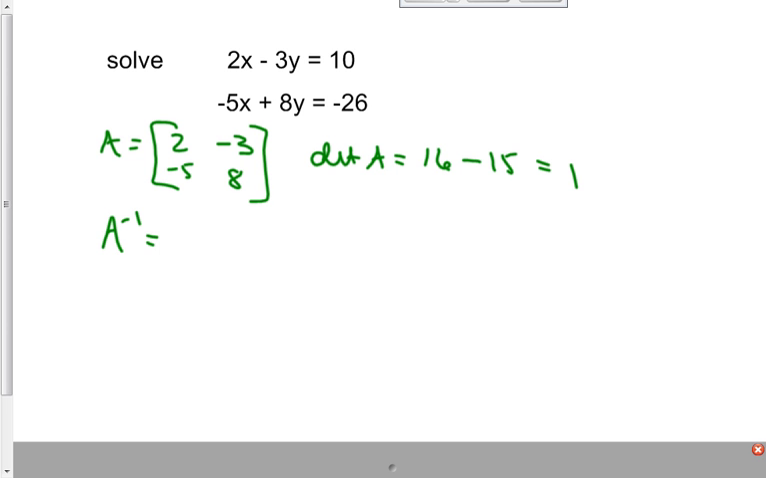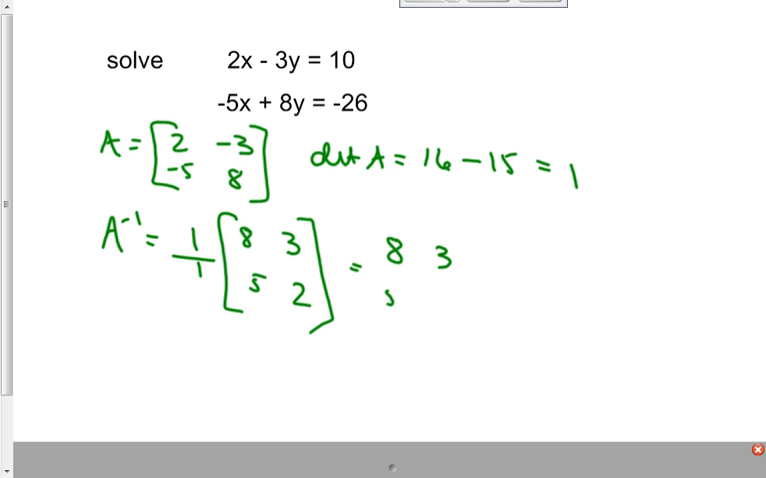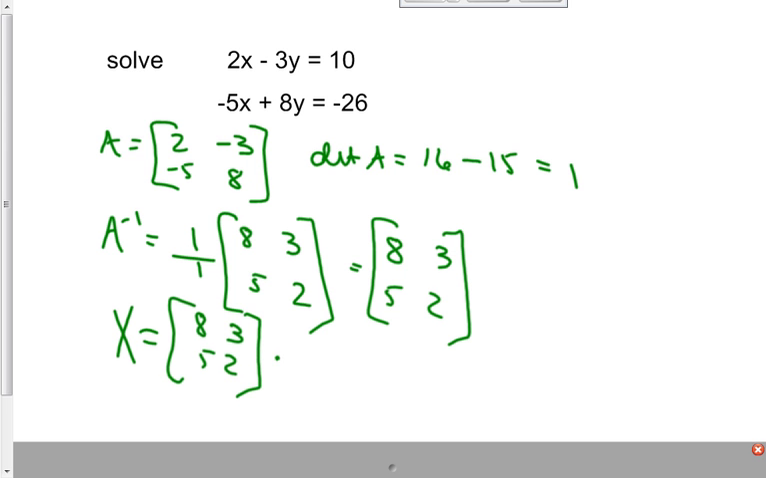My inverse matrix. 1 over my determinant, 1, times. Take the first diagonal and swap places. 8, 2. Take the other diagonal, leave them where they are, but change the signs. Do your scalar multiplication. I'm only multiplying by 1, so my answer just remains 8, 3, 5, 2. Now the inverse matrix will be taken times b. So solving for x, I'll have x equals my inverse, 8, 3, 5, 2, times my b matrix.